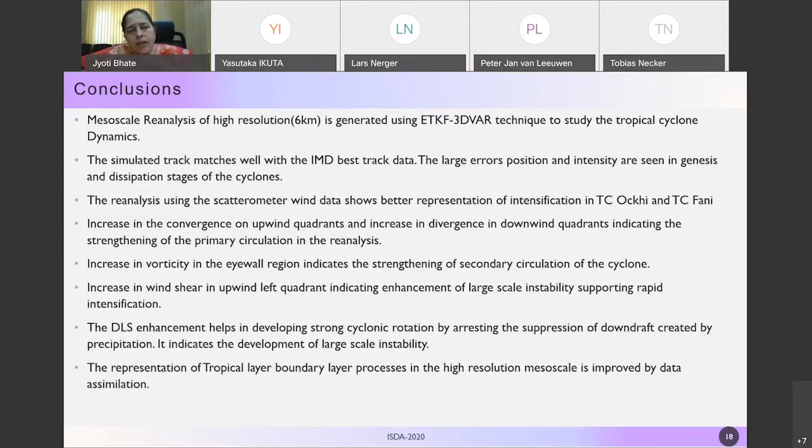Thus, deep pressure enhancement helps in developing strong cyclonic rotation by arresting the suppression of downdraft created by precipitation. It indicates the development of large-scale instability. Thus, the representation of tropical cyclone boundary layer processes in high-resolution mesoscale analysis is improved by data assimilation. We are further analyzing the remaining cyclones.